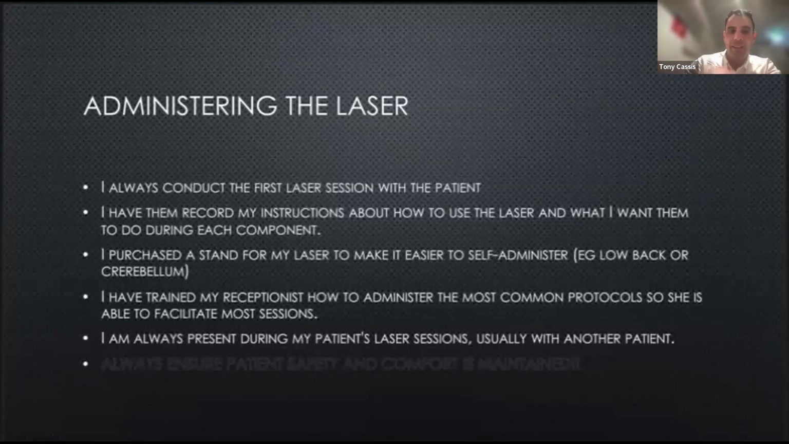But all the while I'm in the room, or in the room next door, if there's any issues, they just have to knock on the door, and I make that abundantly clear to everyone, because safety first, guys. Always, always, always safety first.